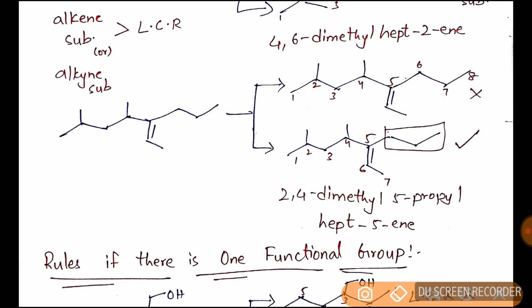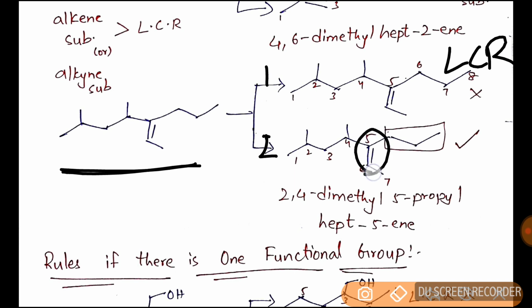Okay, consider this alkyl chain. The numbering to this alkyl chain can be given in two ways. This is 1 and this is 2. So in the first way, the numbering is given according to LCR. Okay, in the second way, the numbering is given according to this substituent rule, that is, this alkene group is given more preference. So as I have told you, LCR is not considered when there is alkene or alkyne group. So this is considered, the numbering is given according to this substituent only.